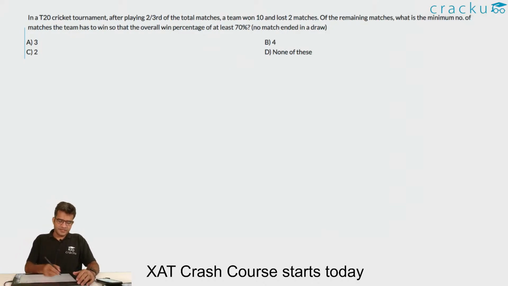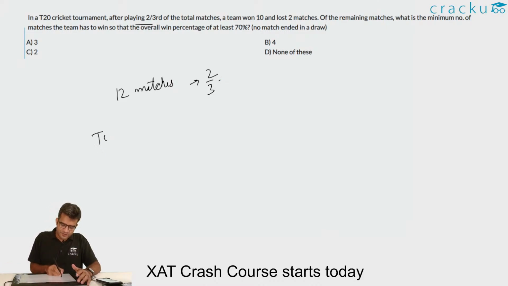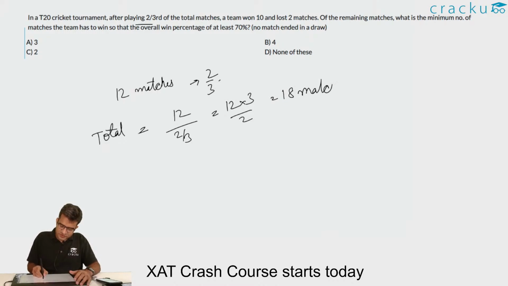Okay, in this question we are told that in a T20 cricket tournament, after playing 2/3 of the total matches, a team won 10 and lost 2 matches. So the total matches that the team played till now are 12 matches. And we are told that this is 2/3 of the matches. So the total matches that it is going to play will be 12 divided by 2/3, which is equal to 12 into 3 divided by 2, which is equal to 18 matches. So the total number of matches that it has to play is 18 matches, out of which it has already played 12 matches, and in these 12 matches it has won 10 and lost 2.